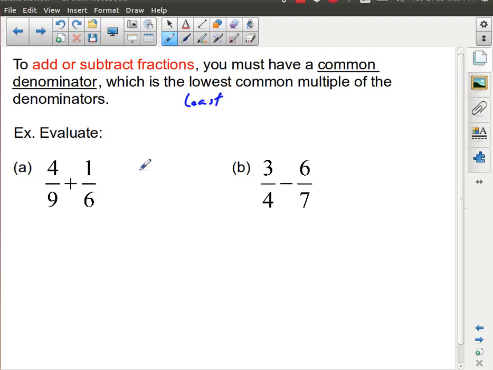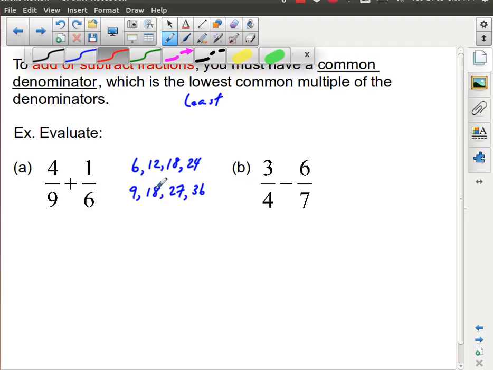So what do we mean by multiples of the denominators? It's quite literally that. In this case, that's 9 and 6. What are the multiples of 6? We have 6, 12, 18, 24, etc. What are the multiples of 9? 9 times 2 is 18, 9 times 3 is 27, 9 times 4, 36. Now, as you can see, I've actually gone far further than I needed to here, because as soon as we get to the smallest number that is common between those sets of multiples, in this case, it's 18.